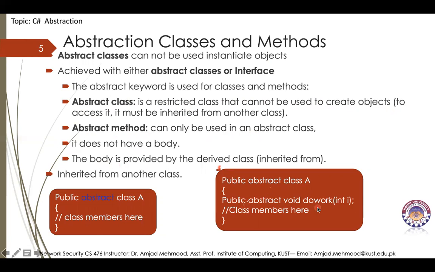So this class has a do work abstract method, but this method has no body. You can see that. Who will provide this body? Derived classes which inherit from this class A will provide the body of this method. Otherwise they will get a compilation error.